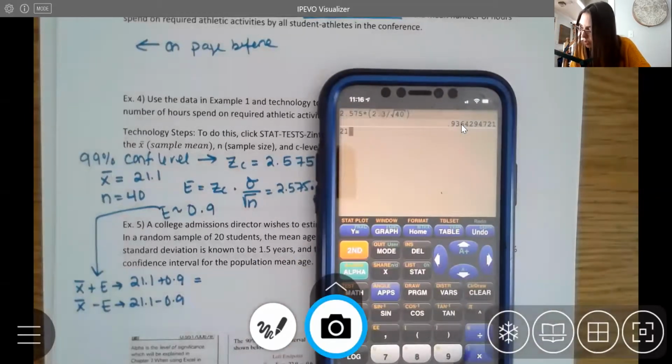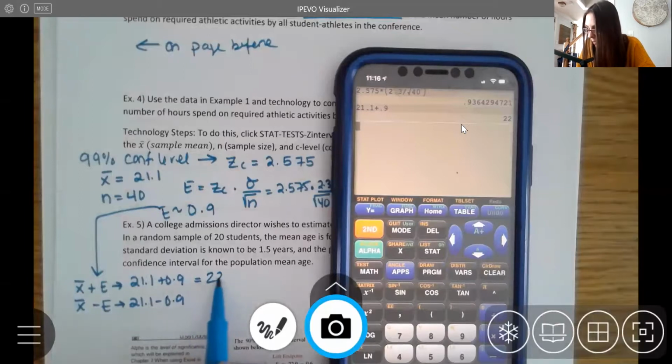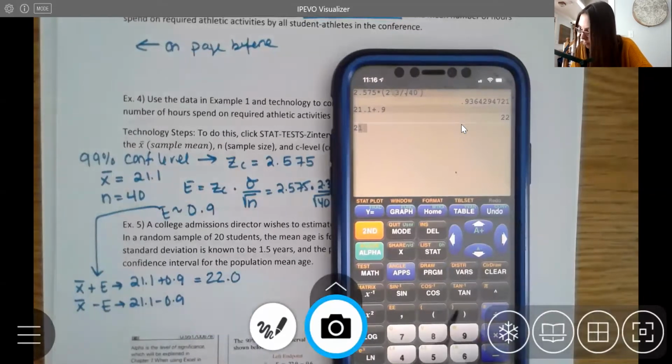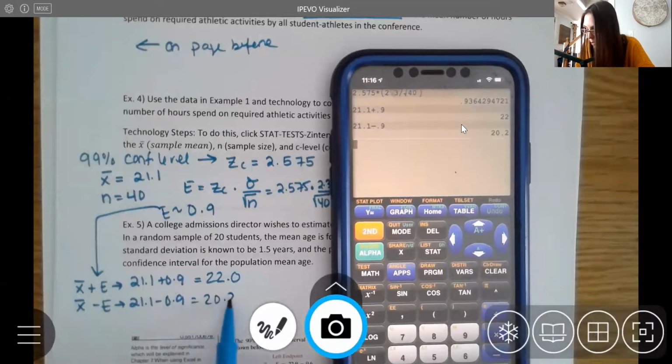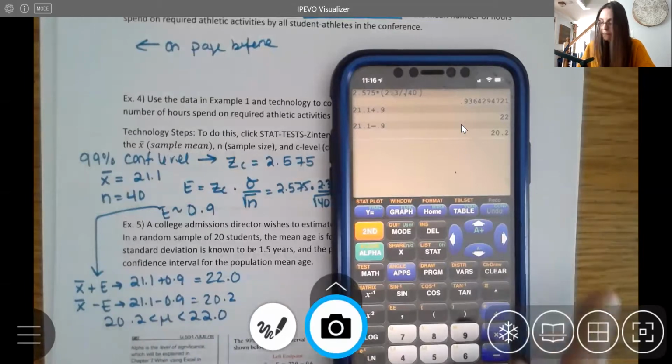Okay. So a lot of this you could probably just do in your head, but if not, take out your calculator. So you're going to get exactly 22 or 22.0 there. And then here we're going to get 20.2. So our confidence interval here is 20.2 to 22.0.